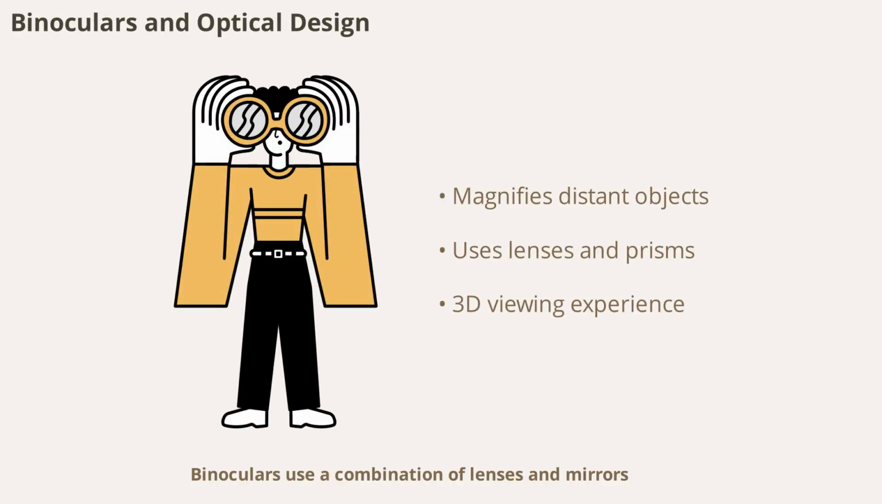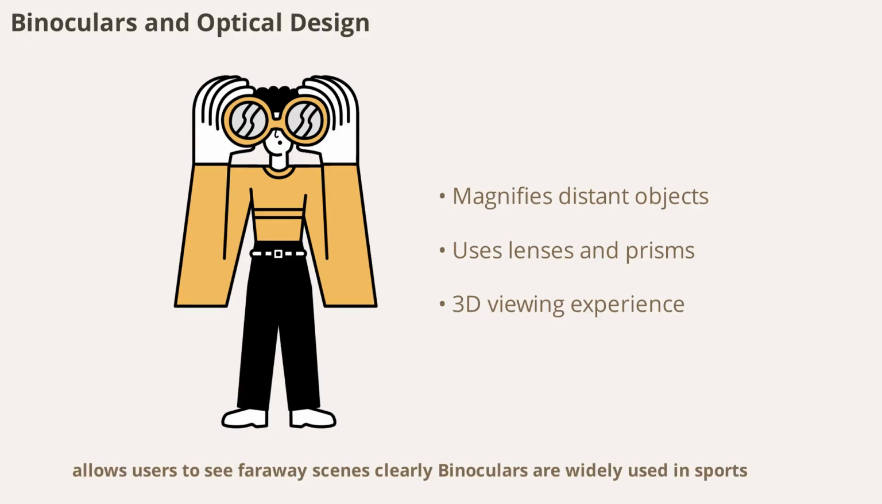Binoculars use a combination of lenses and mirrors to magnify distant objects and provide a three-dimensional view. The arrangement of convex and concave lenses, along with prisms, allows users to see faraway scenes clearly. Binoculars are widely used in sports, nature observation, and navigation.